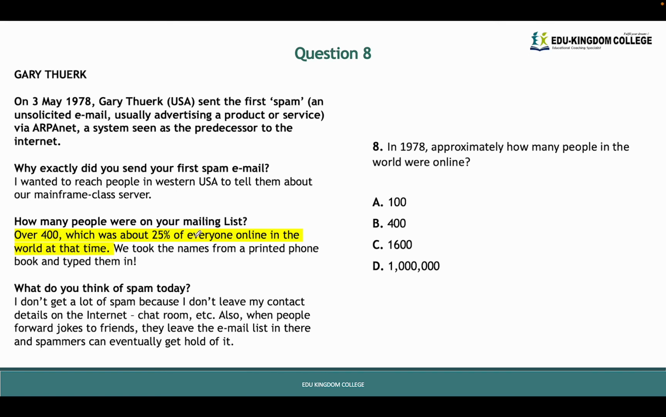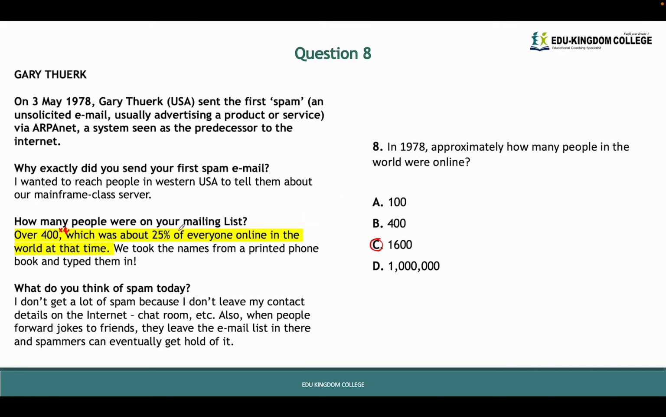Okay? If it's 25% of the total, that means 400 is a quarter of the total, which means 1600 would be full if you times this by 4, to find the full amount. So 1600 would be your answer. We just have to do 400 times 4 to find 100%.